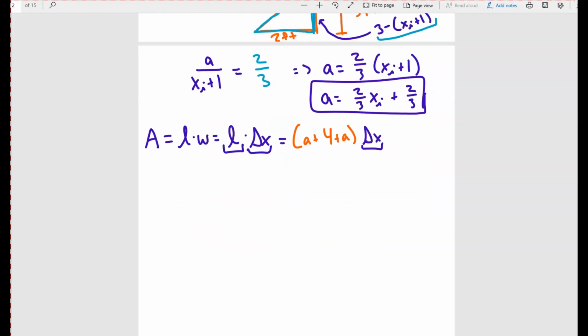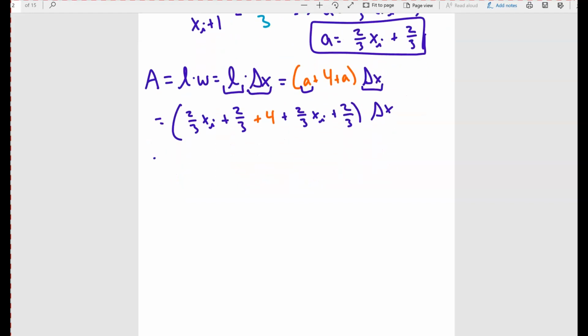We just figured out what A was. It is just equal to 2/3 xi plus 2/3. That's this A. Then we have this plus 4. And then we have another 2/3 xi plus 2/3, times delta x. Okay, so this is going to give me what? I'm going to go ahead and clean this up. I'm going to have 4/3 xi plus 16 over 3 times delta x.